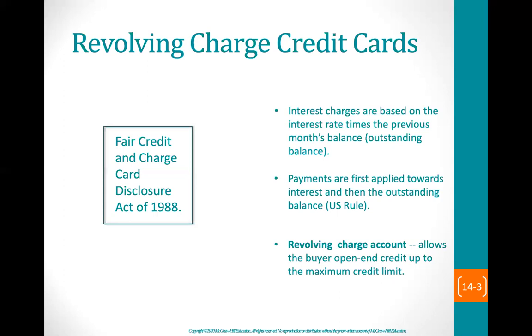Oftentimes, customers do not pay their revolving charge accounts at the end of a billing period. When this occurs, stores add interest charges to the customer's bills. Moe's Furniture Store calculates interest using the unpaid balance method. The annual interest rate is 18%, so they're charging 1.5% on the previous month's balance.